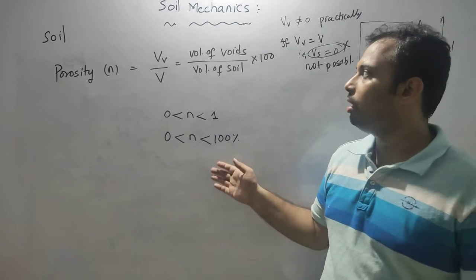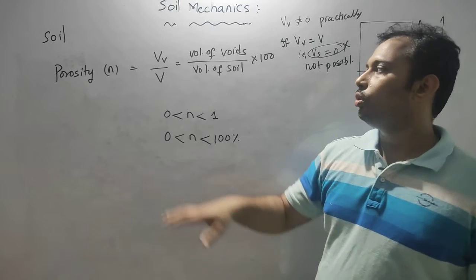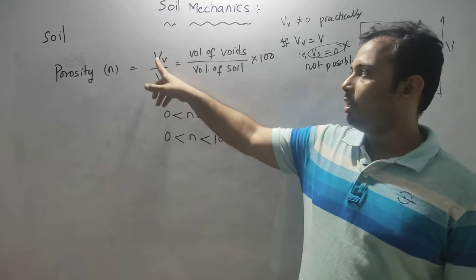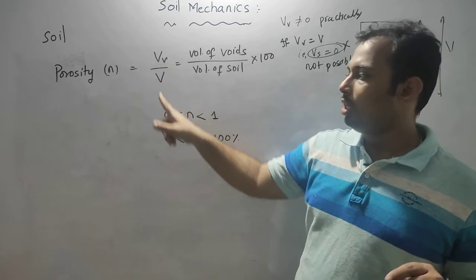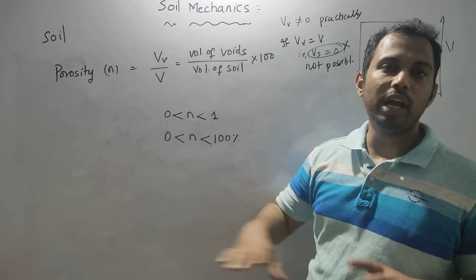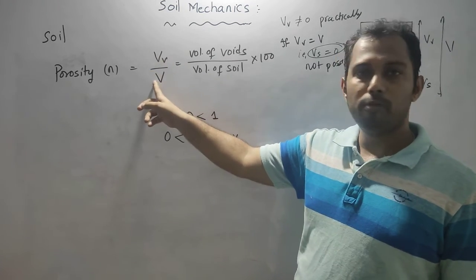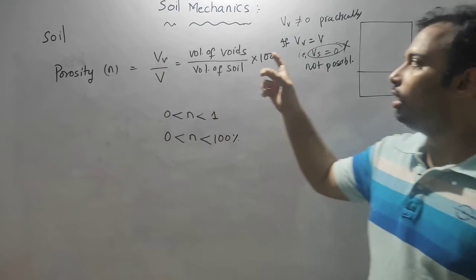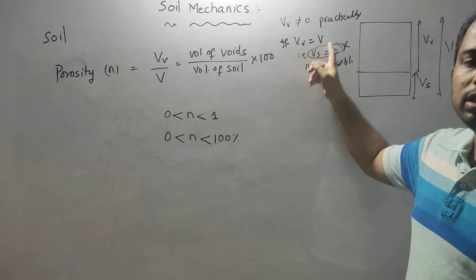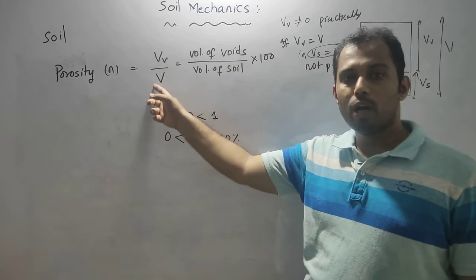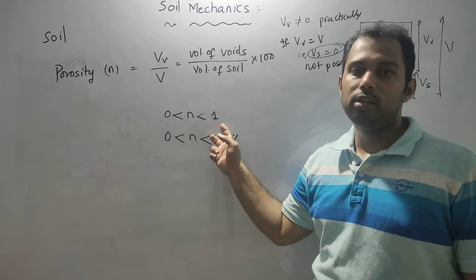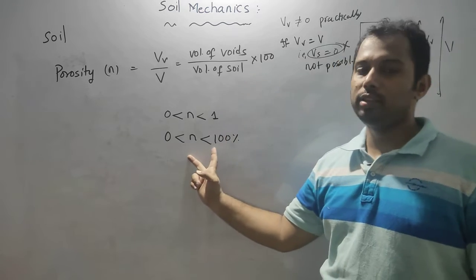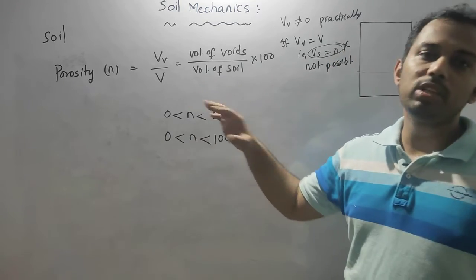How do we specify the limits? By simply putting the value. So Vv equal to 0 is not possible, so n cannot become 0. Vv equal to 0 is not at all possible. That is why n will not take the value 0 at any time. And Vv cannot become V, because if Vv is equal to the volume of soil, then volume of solids should become 0, which is not possible. So that is why Vv cannot become V, that means n cannot become 1. So always it ranges between 0 and 1, or if you are taking it as a percentage, then it is 0 to 100%. So these are the limits of porosity.